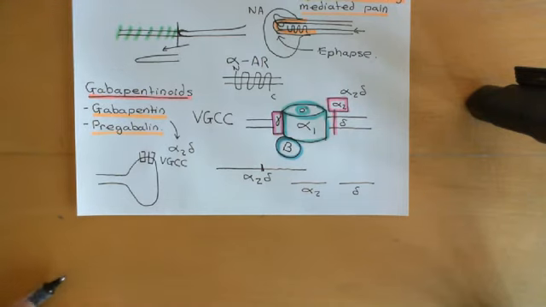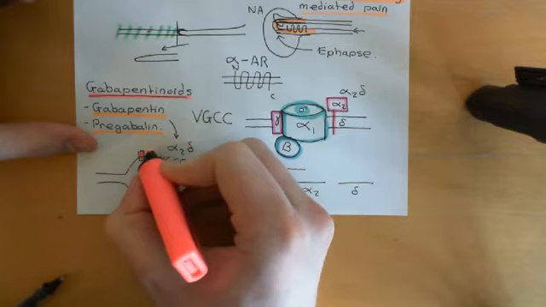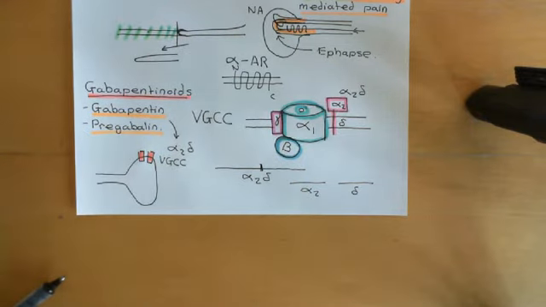Now, why is that important? Well, what's the function of voltage-gated calcium channels in the axon terminals? Okay, well, they are involved in converting the electrical signal of the action potential into a calcium signal that then drives the exocytosis of synaptic vesicles.